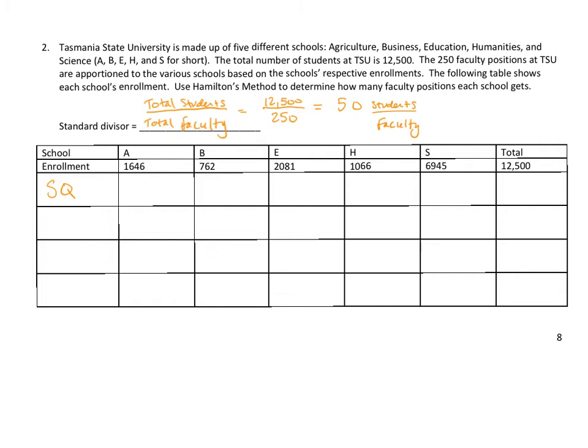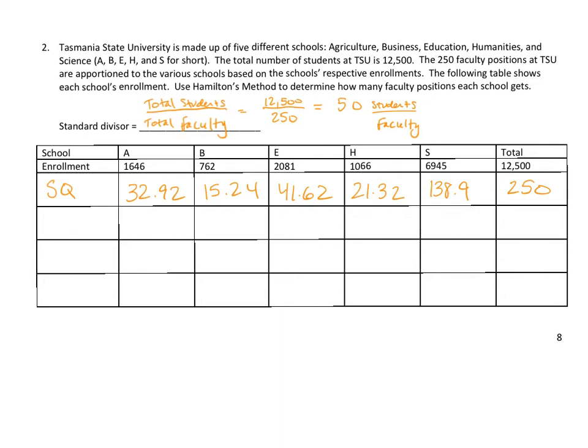So we take the enrollment, 1,646, divide by the standard divisor, and we get 32.92. And then we do that for each state. We have 15.24, 41.62, 21.32, and 138.9. And when you add those together, we should get 250.